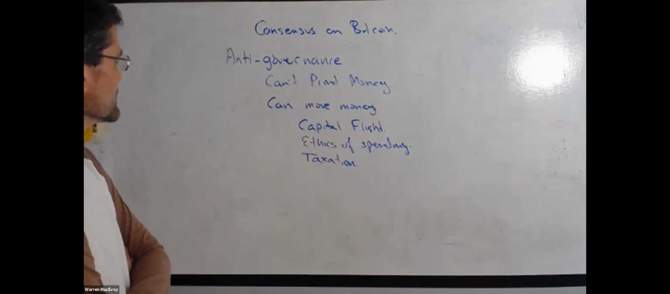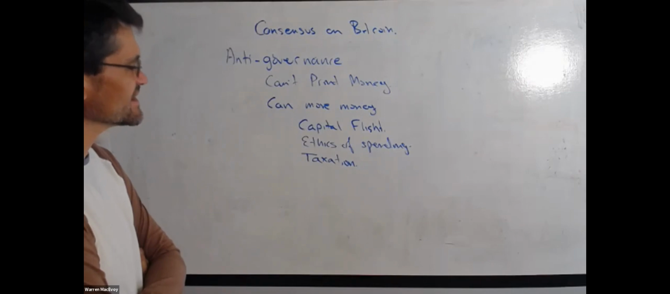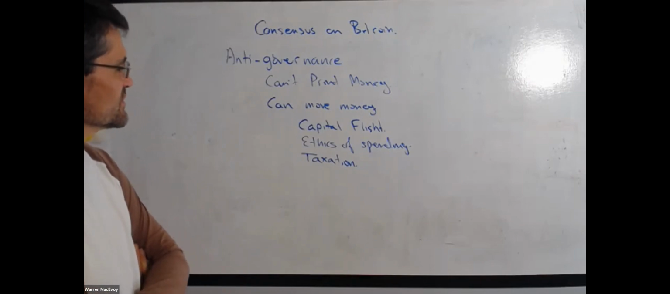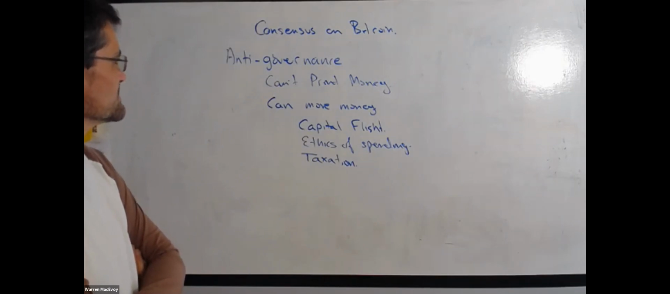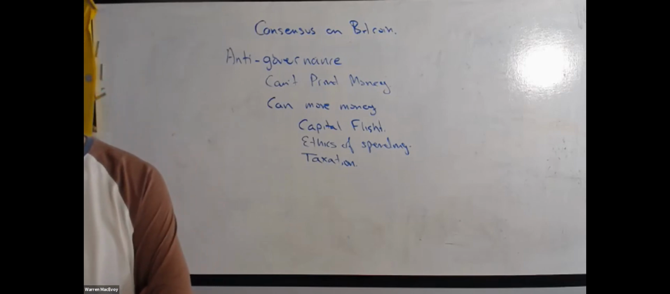Where else can we go? So consensus, capital flight, ethics of spending, and taxation. So I was going to try to show you the Bitcoin core and actually show you some of the software on that side. That seems like it might be interesting just to see. And I can stop and just ask for questions right now if anybody has them.